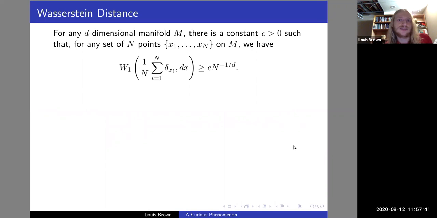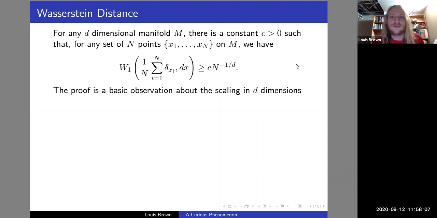So for any d-dimensional manifold M, there's some constant c greater than 0, such that for any set of n points on M, we have that the W1 distance between the point distribution and the uniform distribution is at least c times n to the minus 1 over d. So this is a lower bound on the Wasserstein 1 distance. And the proof is really easy.